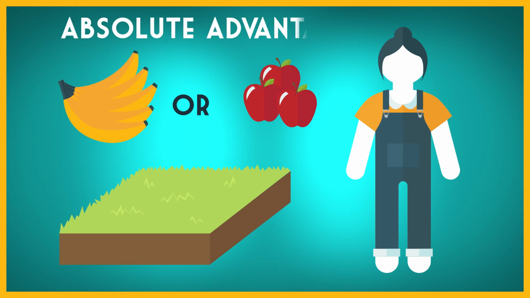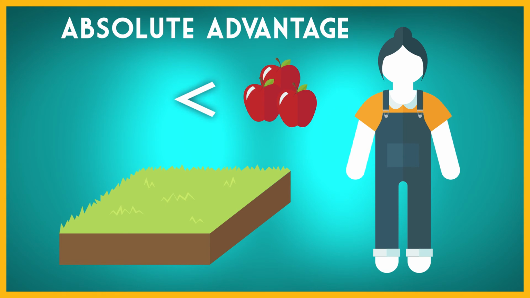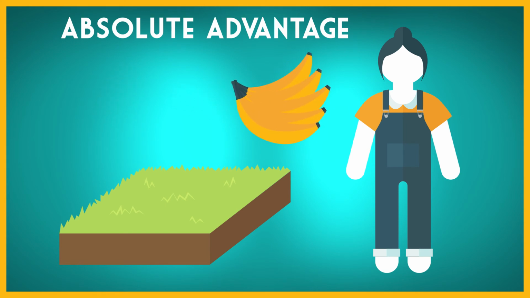Lisa has an absolute advantage in both apples and bananas. She has an absolute advantage in apples because she can grow 3 apples on an acre, while Edward can grow only 2. She has an absolute advantage in bananas because she can grow 5 bananas on an acre, while Edward can grow only 1. A trading partner can have an absolute advantage in many things.